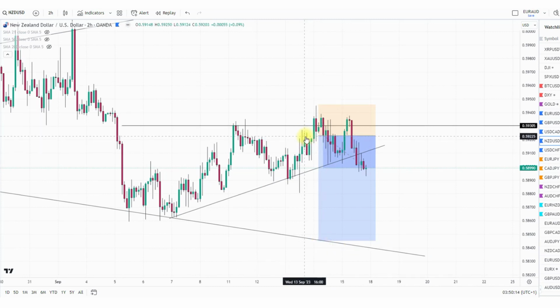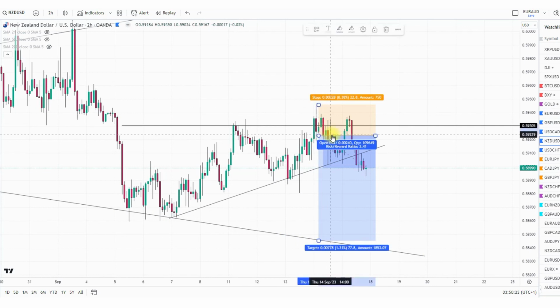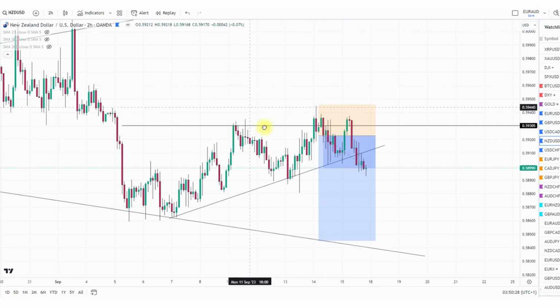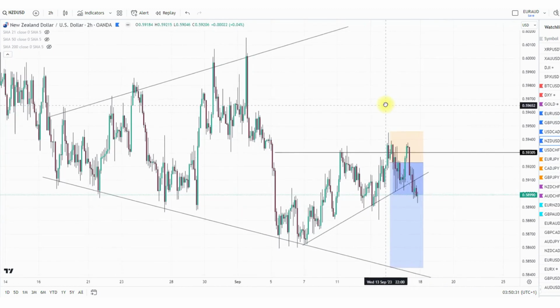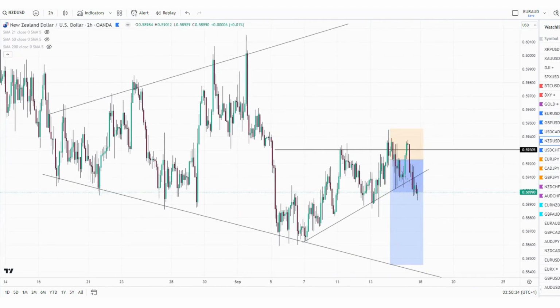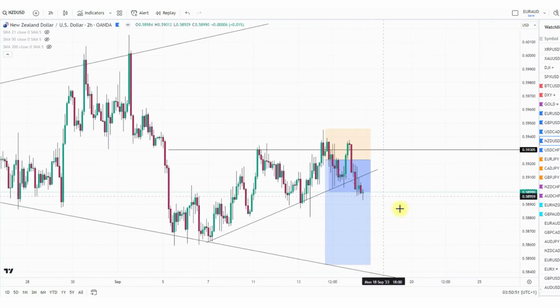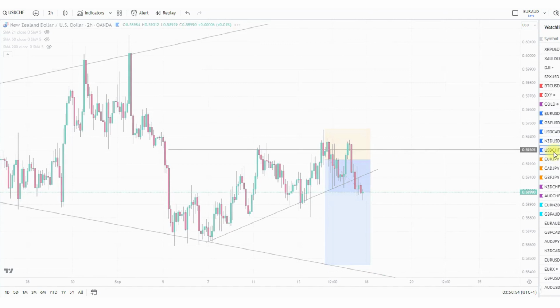Let's calculate it, 0.59225 to 0.58458. That is almost 80 pips to the downside. Our risk to reward ratio is 1 to 3.5 or 3.4, so that is our numbers on NZD USD. As you can see, the overall direction is to the downside, and probably we break this trend line to the downside. So you should see the continuation of the downside on NZD USD this week.